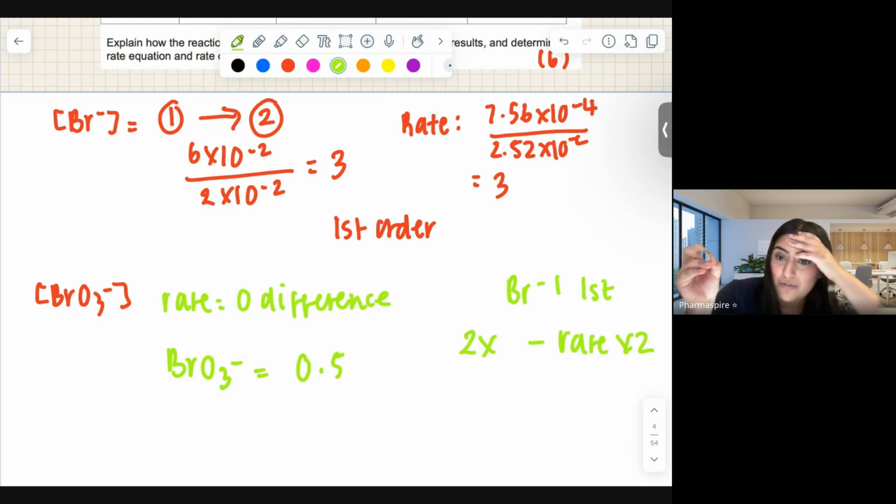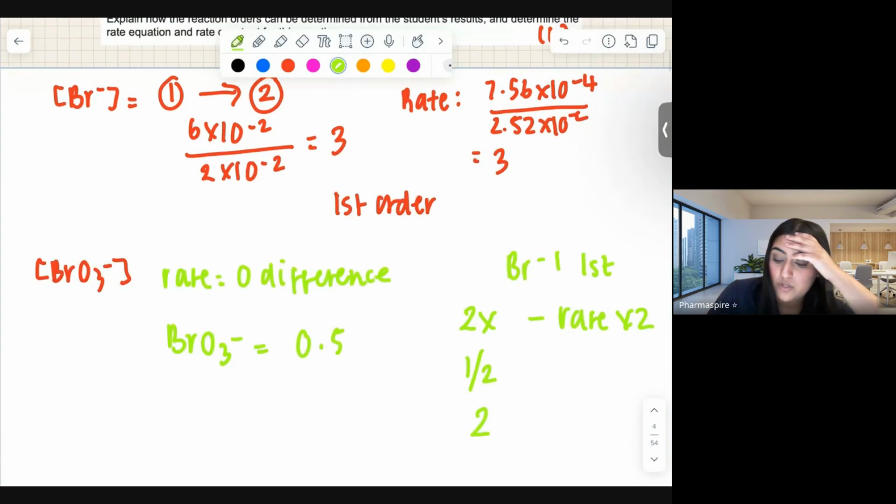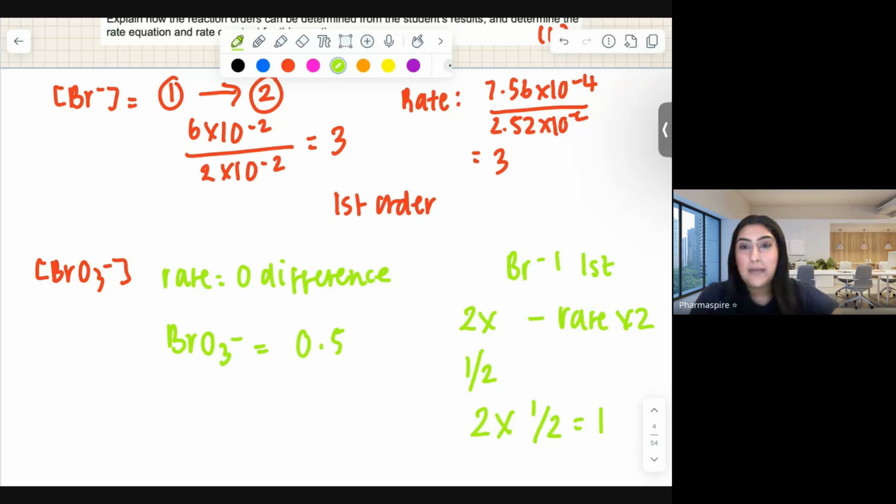BrO3 is having an impact on the rate by a half. So technically, if we're sticking with that, you're doing 2 times the rate, but then also timesing it by a half, which is what would the answer be? If you do 2 times a half, 1. So what order is it then? First. Does that make sense? Or do you want me to go through that again? Does it make sense? Okay, I'll go through it again.